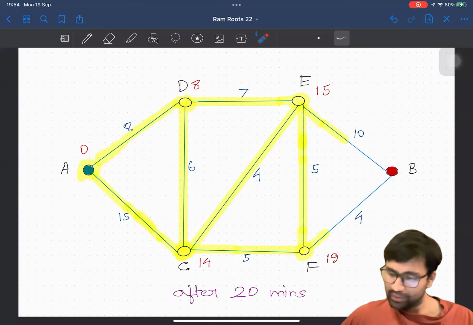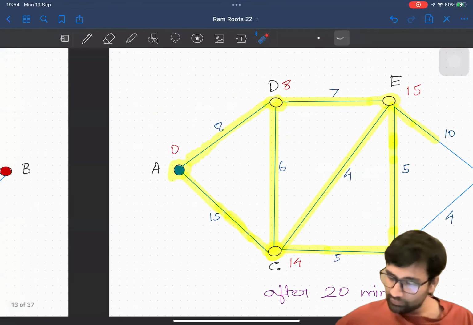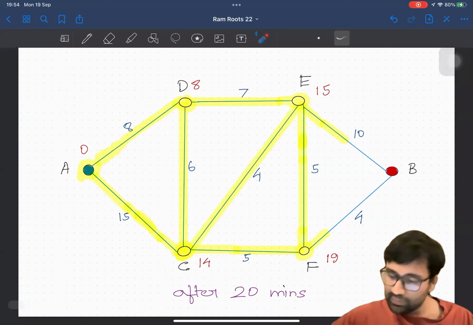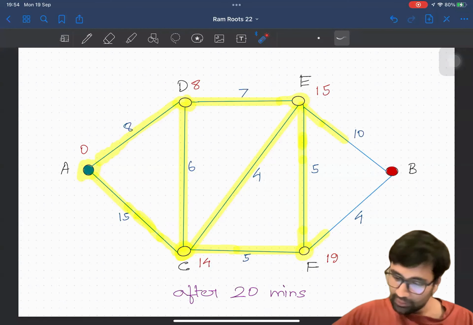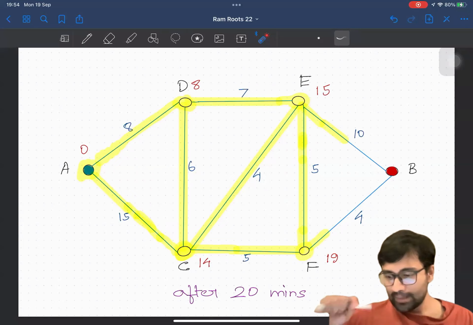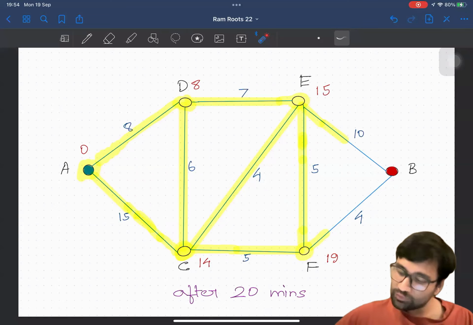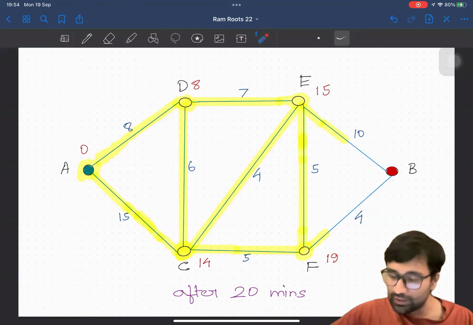So this is after 20 minutes. Like this was after 19 minutes, and after 20 minutes, the fire has covered all the path between E and F. And it has also spread a little bit in the direction from F towards B and some more in the direction from E towards B.